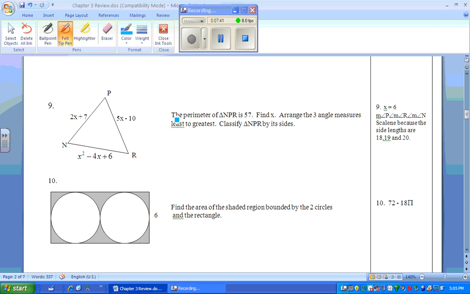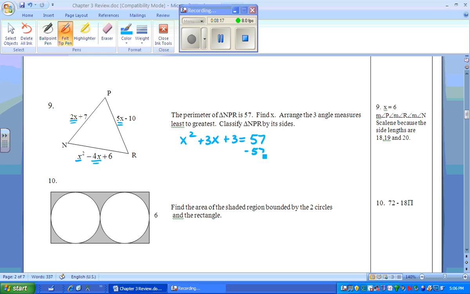Next question. We have the perimeter is 57. We see all three sides, so we can add it all up. I'm going to add it up in pieces. So I got an x squared, I got a 2x, a negative 4x, and a 5x. So this is 5, 6, 7 minus 4. I'm at 3. And then I got 7 and 6, which is 13, and a negative 10, which is positive 3, all equaling 57. Well, I see an x squared here, so I know I need to factor.